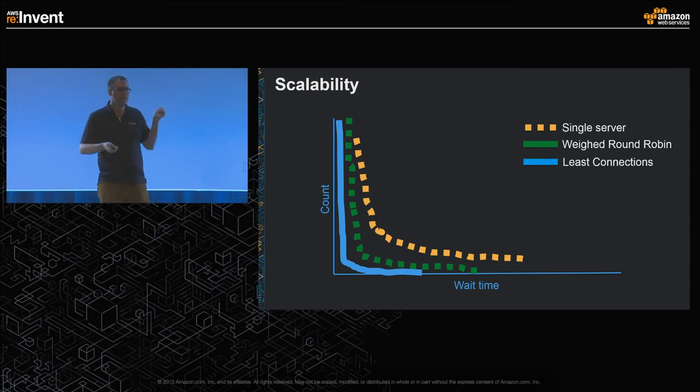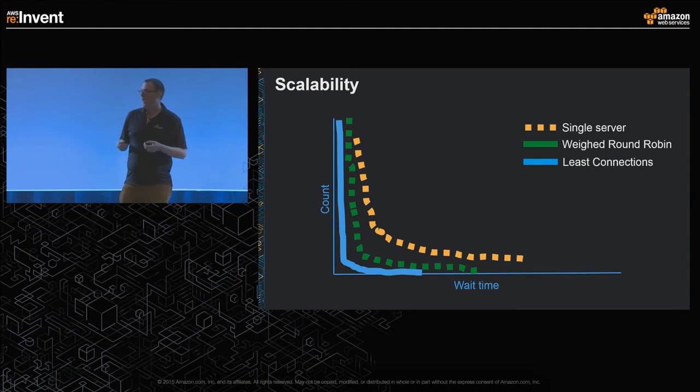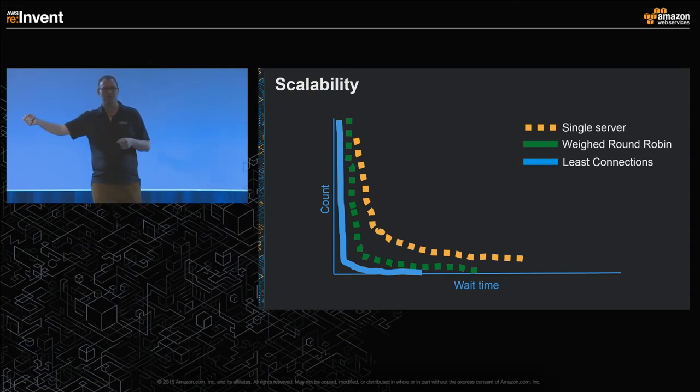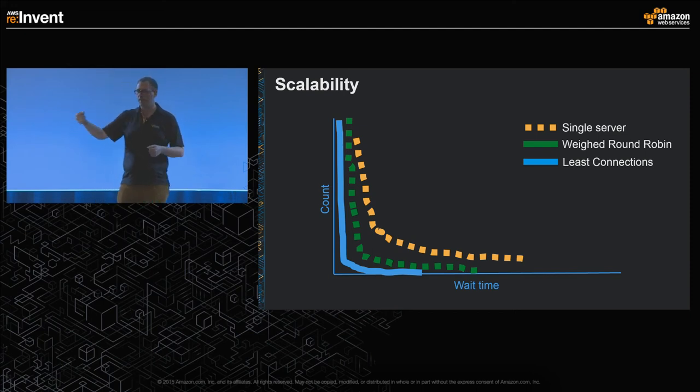So the blue line here is what it looks like with what we call least connections load balancing. That's just an industry standard term. What the load balancer does is look at all of the instances and say, which instance has the least outstanding requests against it at the moment? So we're counting requests to each backend, each instance. If three of them have 10 and one of them has eight, the next request will go to the one that has eight. So we're looking at the server that is the least loaded.